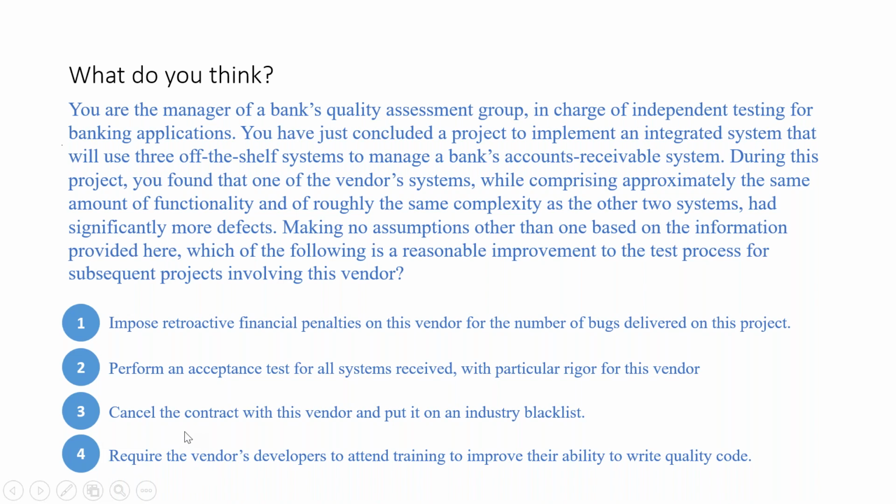The fourth one: require the vendor's developers to attend training to improve their ability to write quality code. Will you do this? No, sir. Out of these four, which one will you do first? You don't know anything. Quality of code is the issue, we don't know that, and there is no way you will ask the vendor's developers to attend a training. That is not your responsibility. So the best answer is to perform the acceptance test. Yes, that is the best answer.